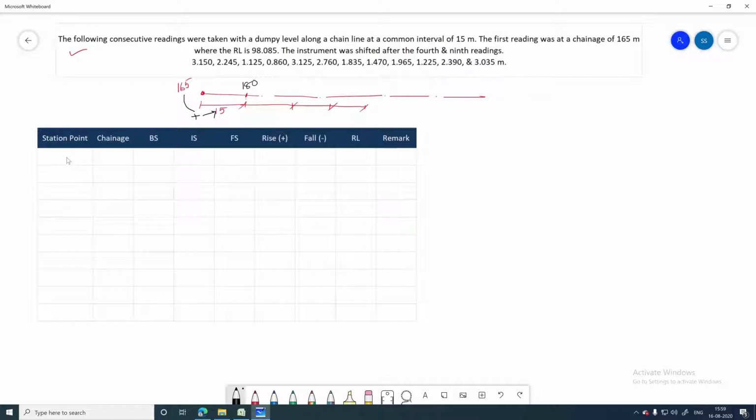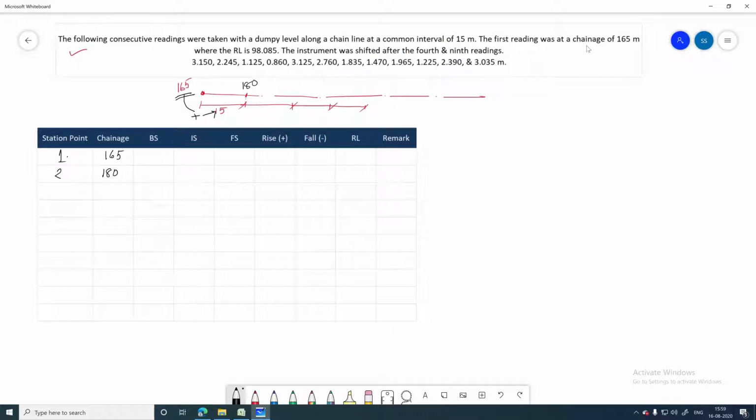So consider this is the station point 1. What is the value of the chain edge? First chain edge, that is 165. At the second station point, the value of the chain edge is 180. So similarly we need to put all the chain edge values for the corresponding station points. Okay, so let's go through the problem then.